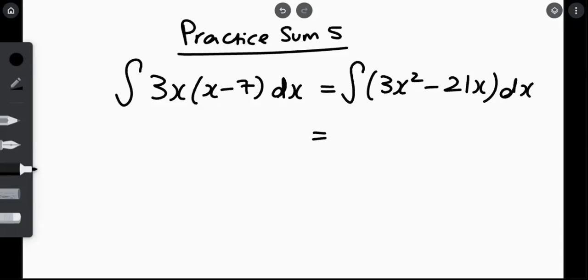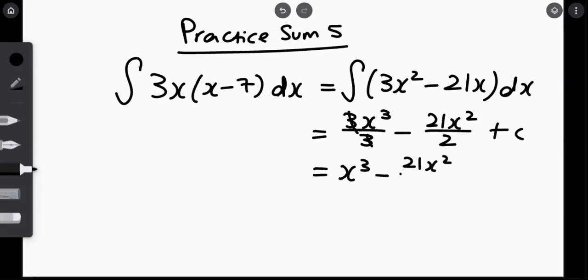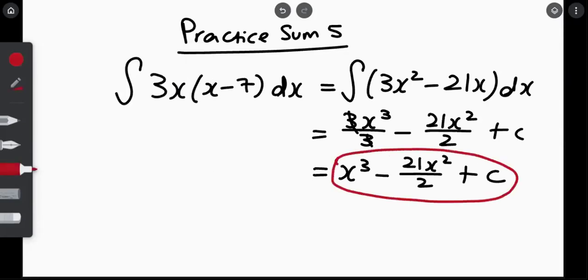Please help me to double check that you have 3x cubed over 3 minus 21x squared over 2 plus c. And from there you can cancel, so it will be x cubed minus 21x squared over 2 plus c. This is the chain rule question, so there's a little bit of step. Now for chain rule and power function questions, the question will be worth 3 marks, just like that.